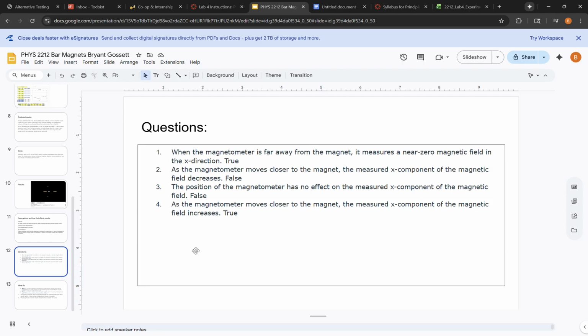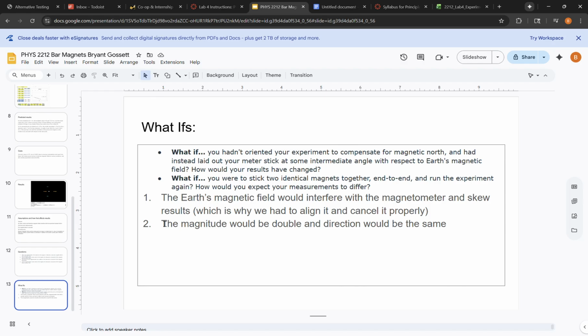All right, magnetometer, I'll just go through all these. I'll say that the first question is true. Yes, very far away, R goes to infinity, so that limit goes to 0. False, it increases or decreases based on distance. And true, because it increases as you move closer.